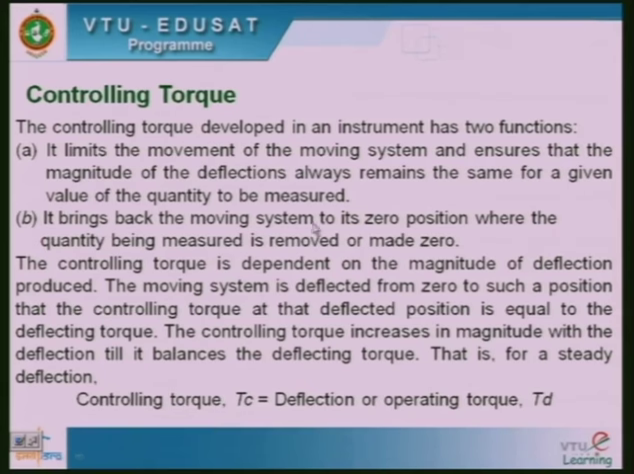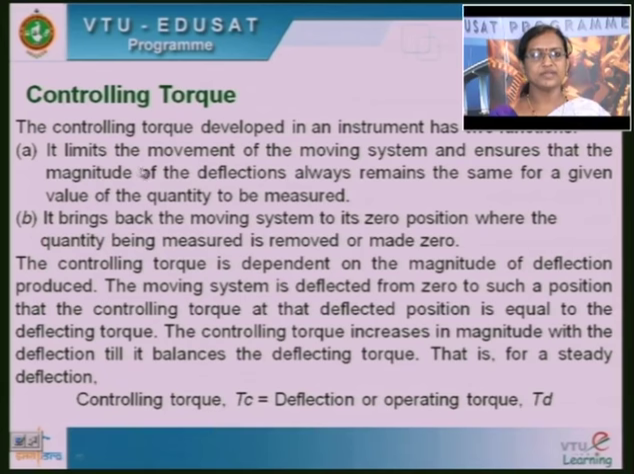The controlling torque developed in an instrument has two functions. It limits the movement of the moving system. If it does not limit it, we will get an error in the reading. So the controlling torque should be equal to the deflecting or operating torque. And it ensures that the magnitude of the deflection always remains the same for a given value of the quantity to be measured, and it brings the moving system back to its 0 position when the quantity being measured is removed or made 0.